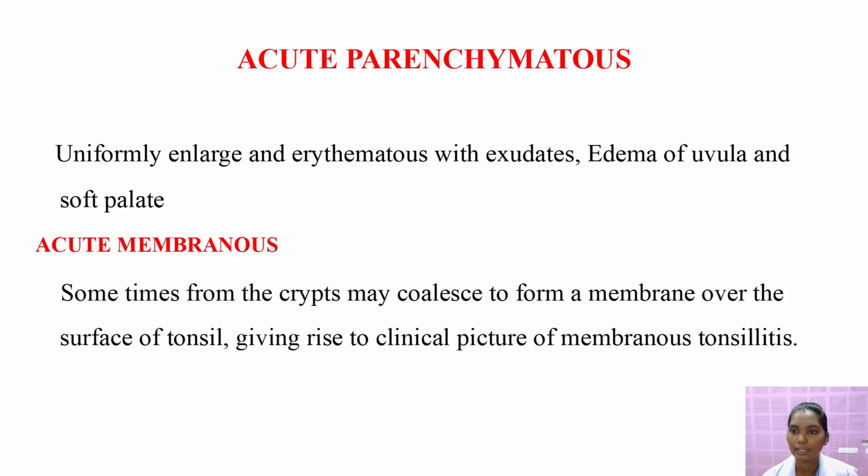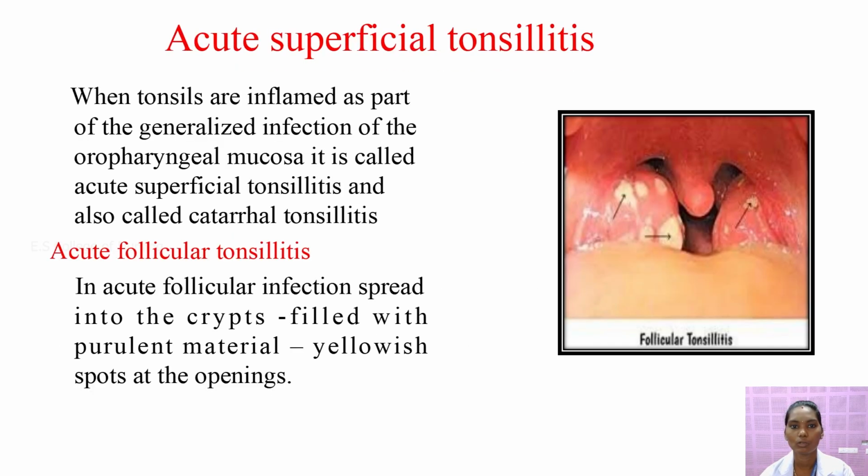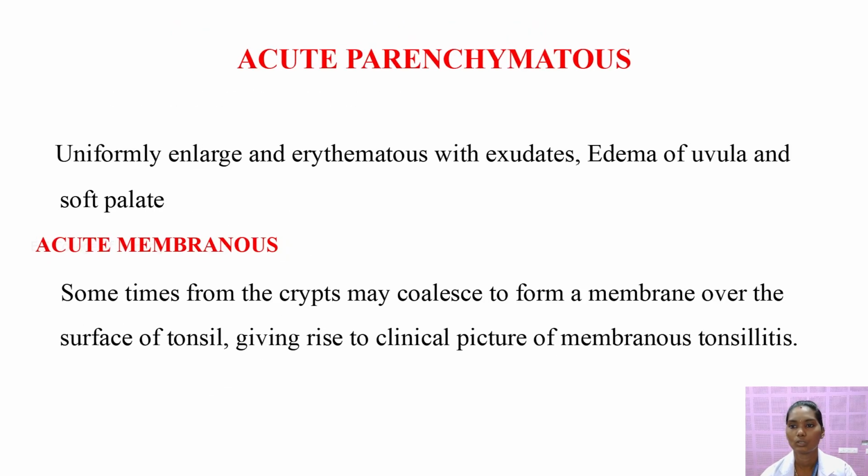Next, acute parenchymatous tonsillitis means the tonsils are uniformly enlarged and erythematous, with exudates and edema of the uvula and soft palate. See the picture: each side of the tonsil is enlarged in the acute parenchymatous type, and also there is edema formation over the uvula and soft palate. And next is acute membranous tonsillitis. Sometimes from the crypts, some exudate forms over the tonsil. It is called acute membranous tonsillitis.